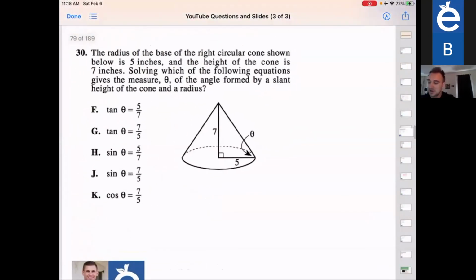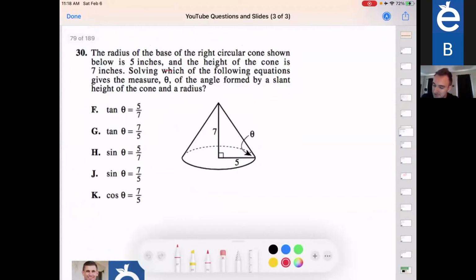Now we're looking on page 79, number 30. Okay, the radius of the base of the right circular cone shown below is 5 inches. And the height of the cone is 7 inches. Solving which of the following equations gives the measure theta, right? This is a Greek letter theta. It's just like a variable that is always geared towards an angle. Theta always represents an angle. If you've ever taken physics in high school, you'll work with theta in physics too.